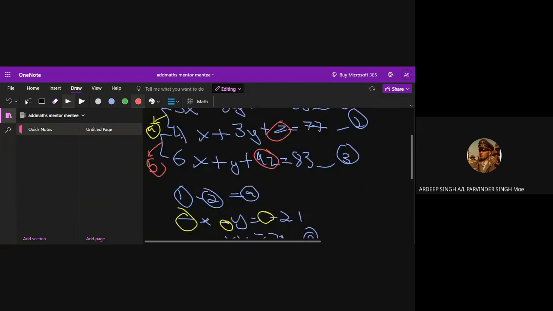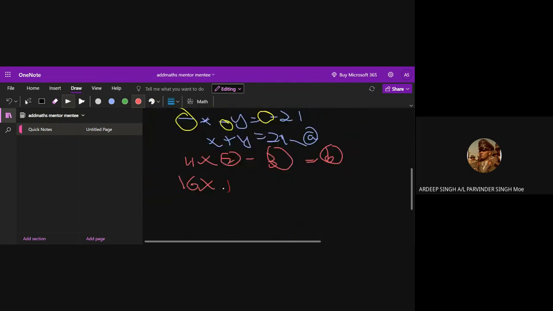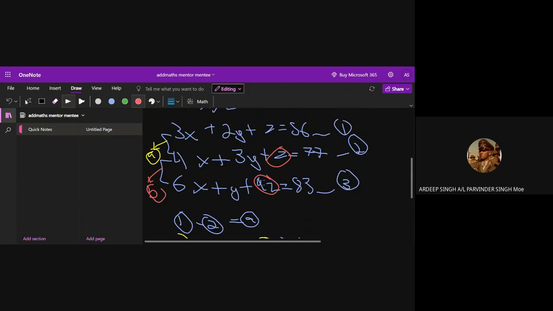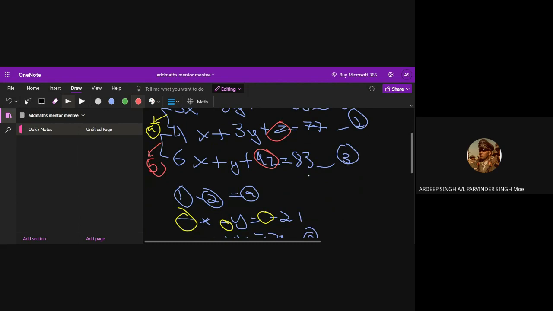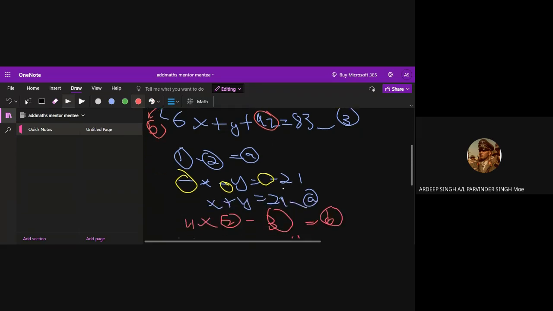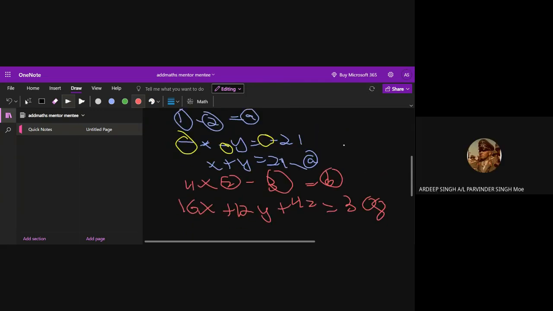So this one means 4 times 4x, you get 16x. Then plus 12y plus 4z, equals to 77 times 4. What do you get? 77 times 4 is 308. After that, you already got 308.